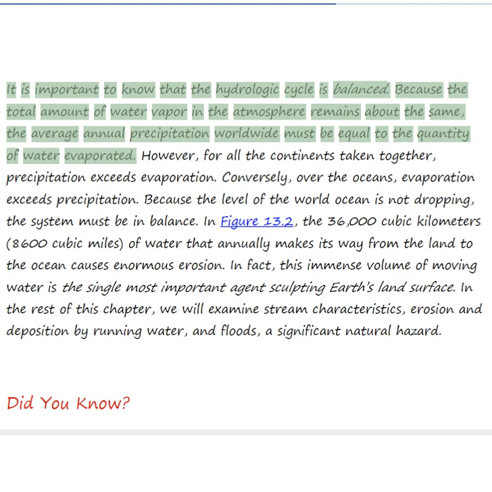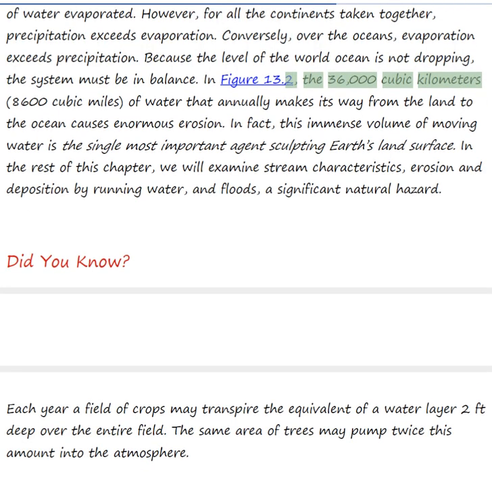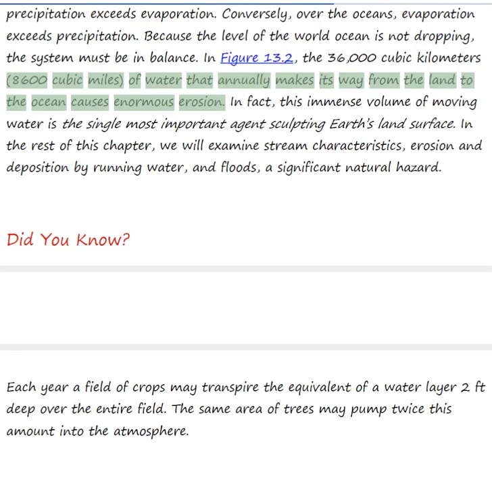It is important to know that the hydrologic cycle is balanced. Because the total amount of water vapor in the atmosphere remains about the same, the average annual precipitation worldwide must be equal to the quantity of water evaporated. However, for all the continents taken together, precipitation exceeds evaporation. Conversely, over the oceans, evaporation exceeds precipitation. Because the level of the world ocean is not dropping, the system must be in balance. In Figure 13.2, the 36,000 cubic kilometers of water that annually makes its way from the land to the ocean causes enormous erosion.